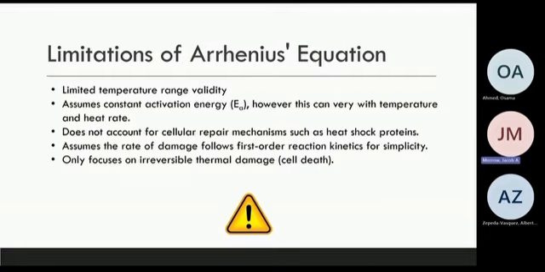Another limitation is that the damage rate follows first-order reaction kinetics. In other words, it assumes that the reaction rate is directly proportional to the concentration of the reactants. So this assumption allows for simplicity of calculation, but there is some inherent inaccuracy that comes with it. Finally, the equation focuses only on irreversible thermal damage. This means that it does not give insights into reduced cell function or reversible damage. For example, heat may partially damage a cell, but it may still retain some functionality and not completely die. So the Arrhenius equation doesn't consider these cells and only gives approximations of the percentage of cells completely destroyed.